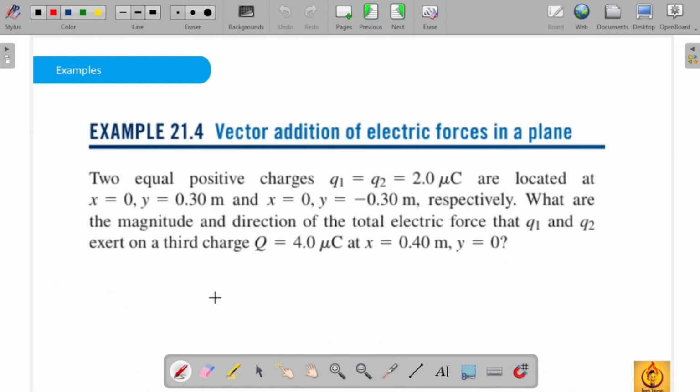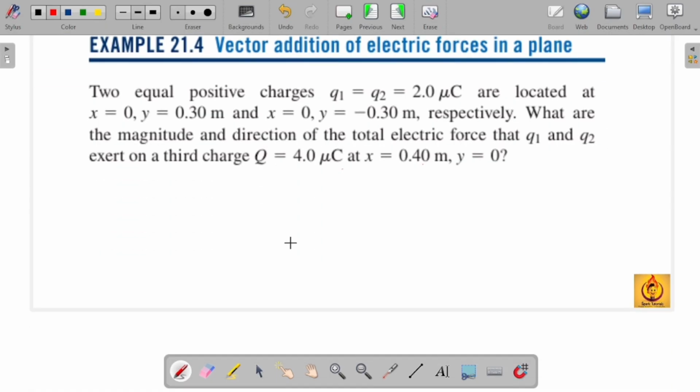Alright, the next question says, two equal positive charges Q1 and Q2, which have the same magnitude of 2 microcoulomb, are located at x is 0, y is 0.3 and x is 0, y is negative 0.3 respectively. What are the magnitude and direction of the total electric force that Q1 and Q2 exert on the charge of 4 microcoulomb at this position? It's a lot to take in. Let's read it again one by one.